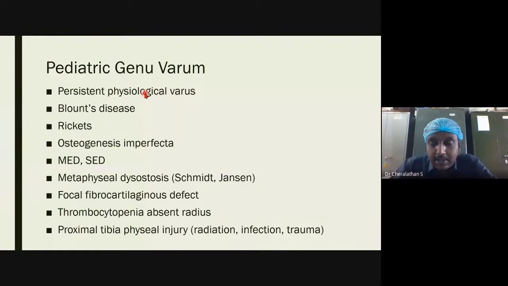Now there can be certain scenarios where this physiological varus still continues, or it can be pathological: Blount's disease, rickets, osteogenesis imperfecta. MED is nothing but multiple epiphyseal dysplasia. SED is spondyloepiphyseal dysplasia. You can have metaphyseal dysostosis, focal fibrocartilaginous defect, thrombocytopenia with absent radius. This is a condition where it is associated with genu varus in the knee, or proximal tibial physeal injury, which can be post-radiation, infection, or trauma. Now, I don't want to go into the depth of all these conditions. You have to go back and refer them.